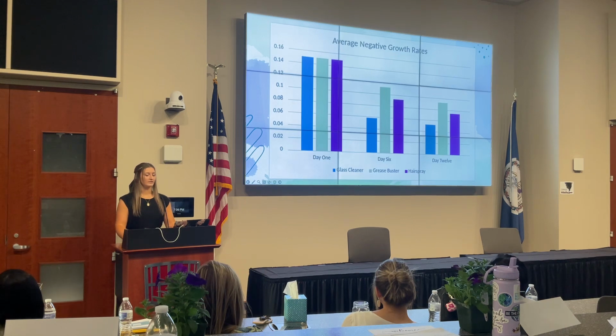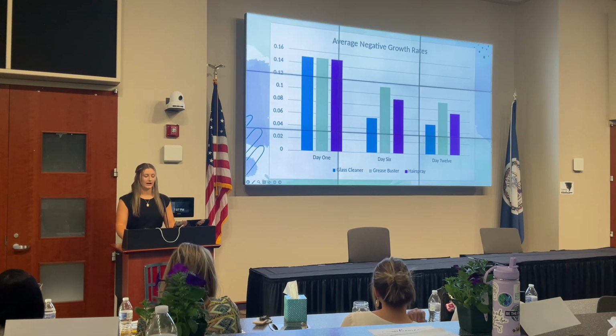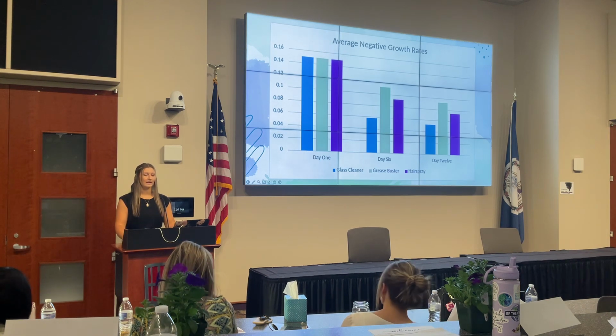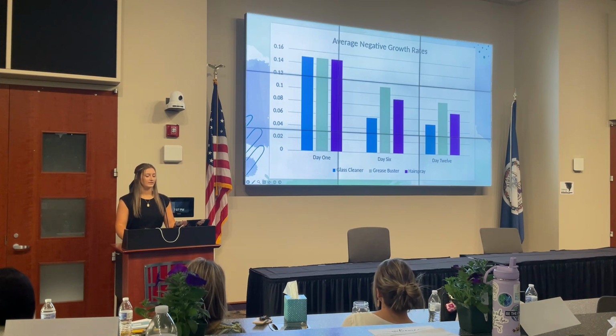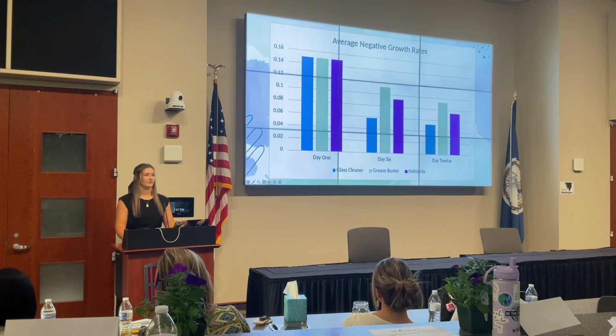On the other hand, this bar graph depicts the negative growth rates, meaning the groups where algae growth declined over the course of my experiment. Again, data was collected on days 1, 6, and 12. Glass cleaner, grease buster, and hairspray are the aerosols shown in the graph that had a negative effect. As seen by the blue bars, the glass cleaner had the most detrimental effect. However, all 3 of these aerosols provided significant results by slowing down the growth rates of algae.